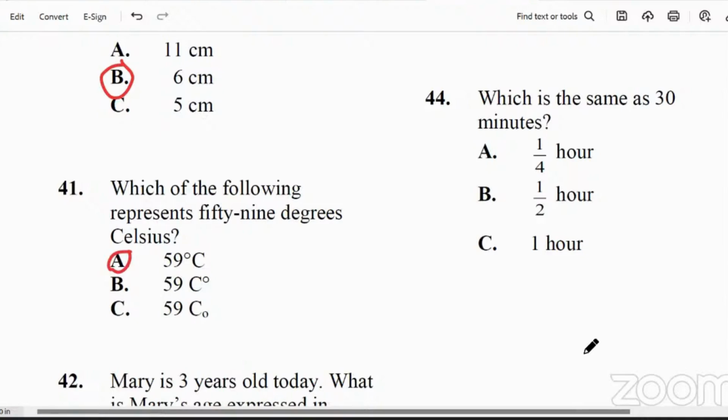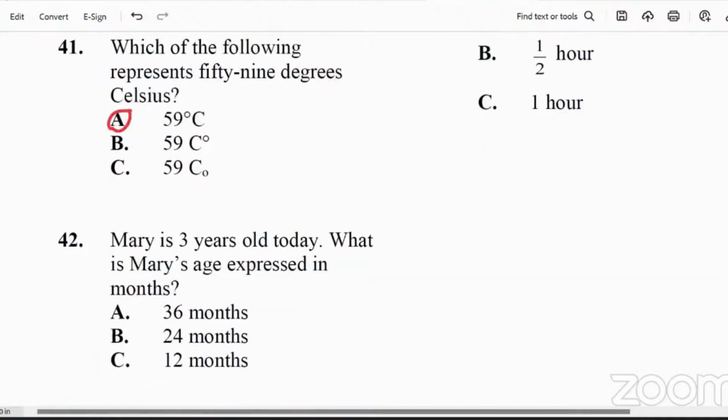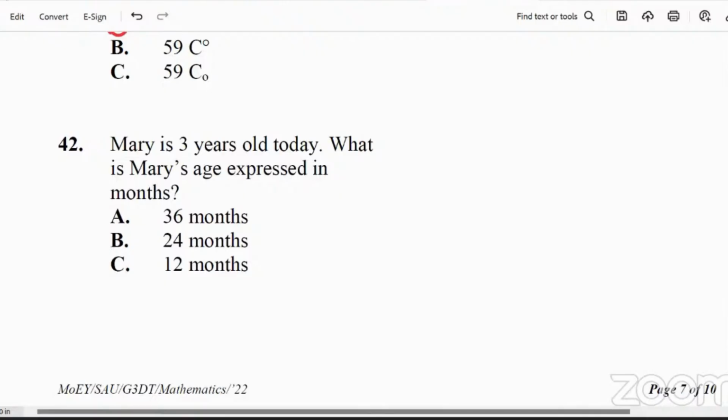All right. Question 42. Mary is 3 years old today. What is Mary's age expressed in months? Okay, so she's 3 years old. How do we represent 3 years in months? So 1 year equals 12 months. So for 3 years, we would multiply that by 12 for each of those. And so 3 times 2 is 6, 3 times 1 is 3, that would be 36 months.